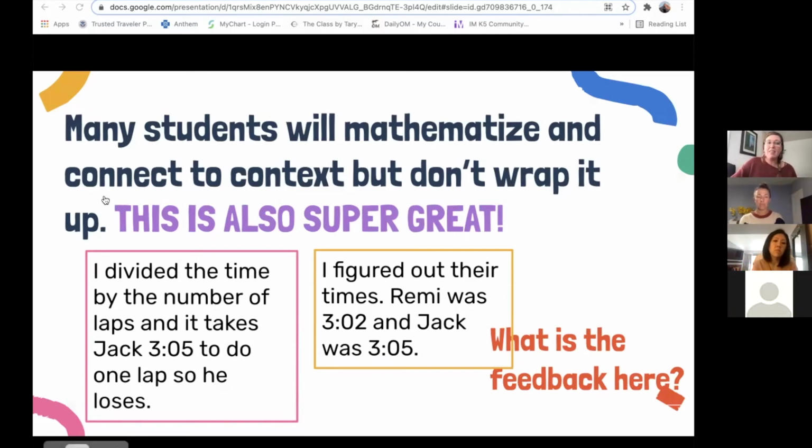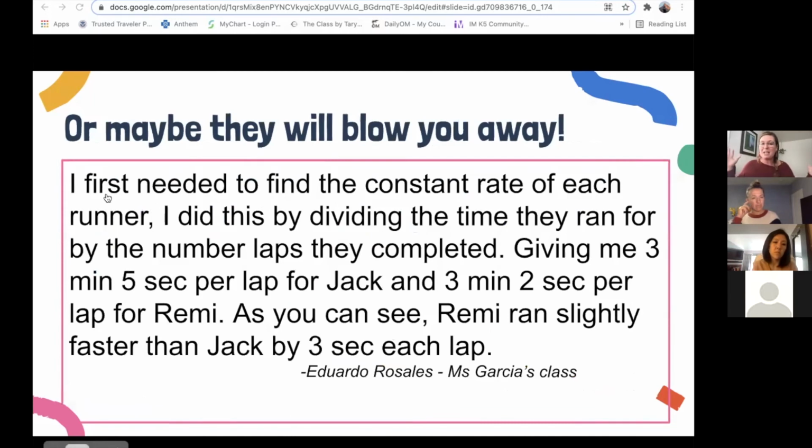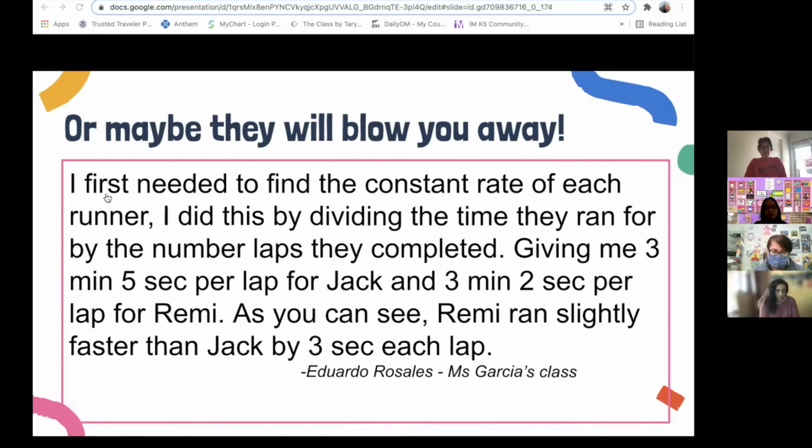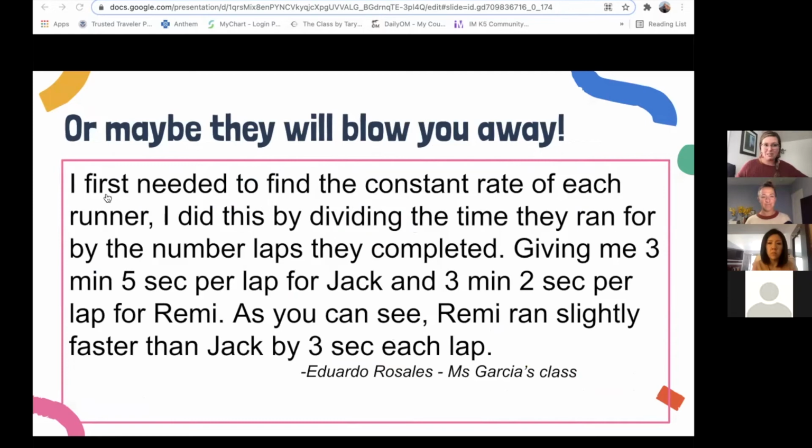Let's have a conclusion. That's missing that logical completeness to convince us that Jack is slower or Remy is faster. And then also some students might write incredible things that blow your mind. I don't know if Miss Garcia is in this meeting right now, but Eduardo wrote, "I first needed to find the constant rate for each runner. I did this by dividing the time they ran by the number of laps they completed, giving me 3 minutes, 5 seconds for Jack, 3 minutes, 2 for Remy. As you can see, Remy ran slightly faster than Jack by 3 seconds per lap."